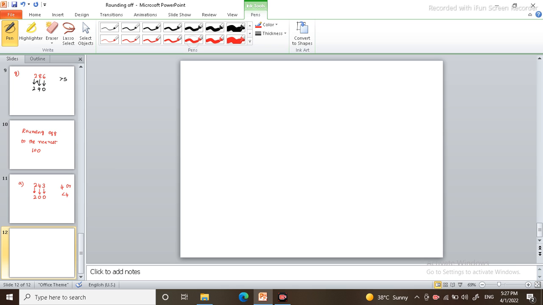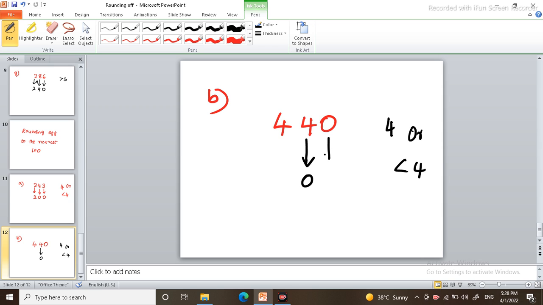I'll take one more example. Any example you can take, so we'll see. Yeah. See, in tens place it is 4. What I told, 4 or less than 4. So this will become 0 and in ones place it is also 0. Here it is 0, but if any other number is there we should keep it as 0, and this will remain as it is. So it will become 400.